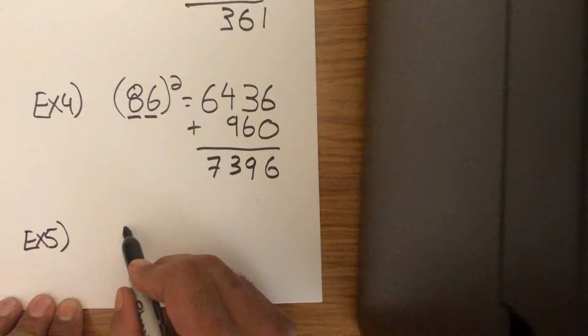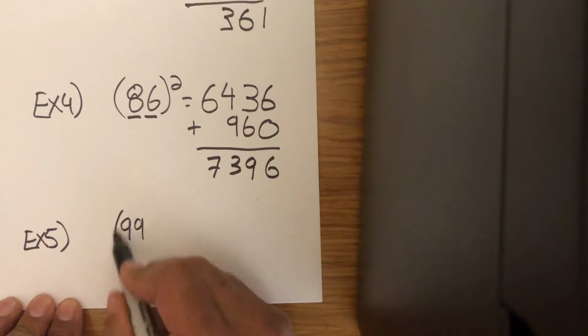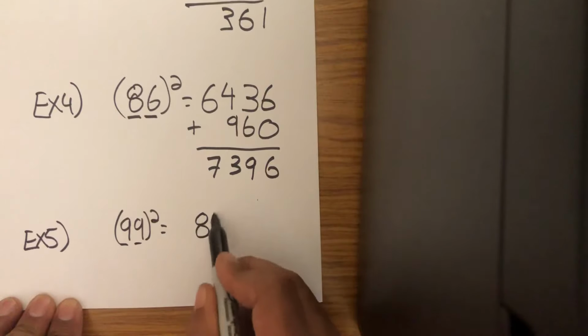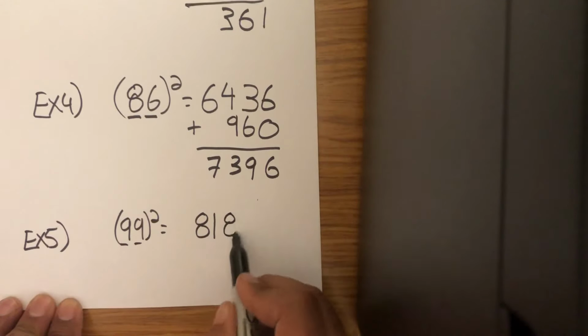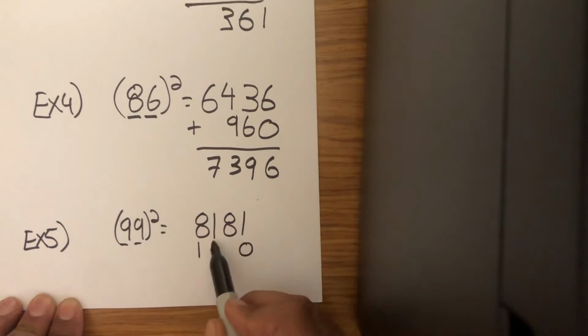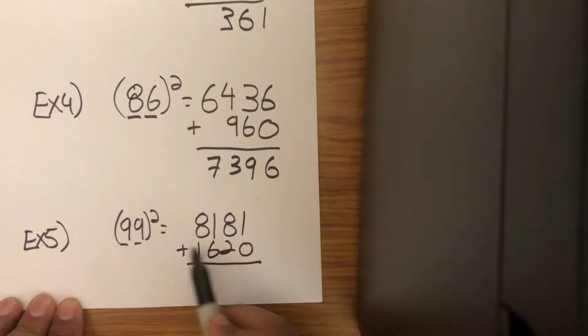What's 99 squared? So 9 times 9 is 81. 9 times 9 is also 81. Put a 0 here. What's 9 times 9 doubled? So that's 81 times 2, which is 81 plus 81. So that's 162. And we just add.